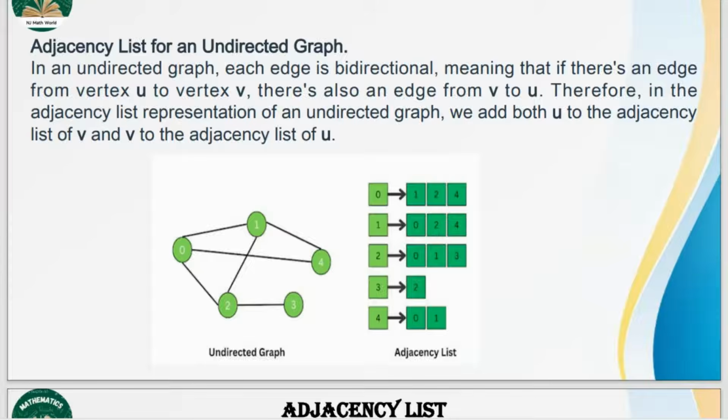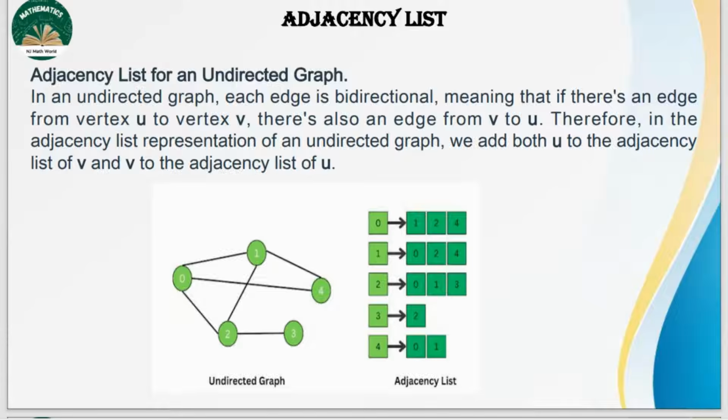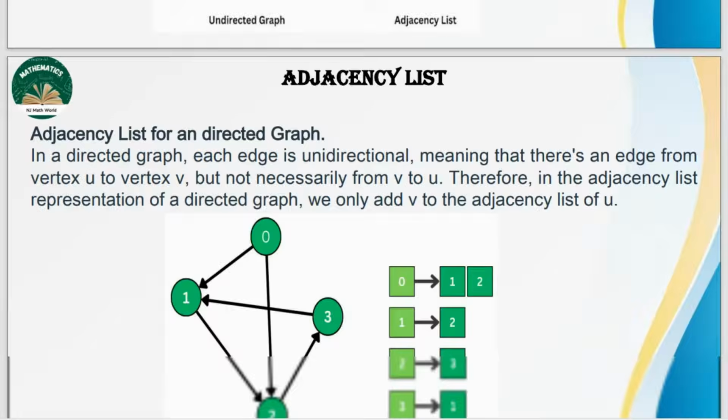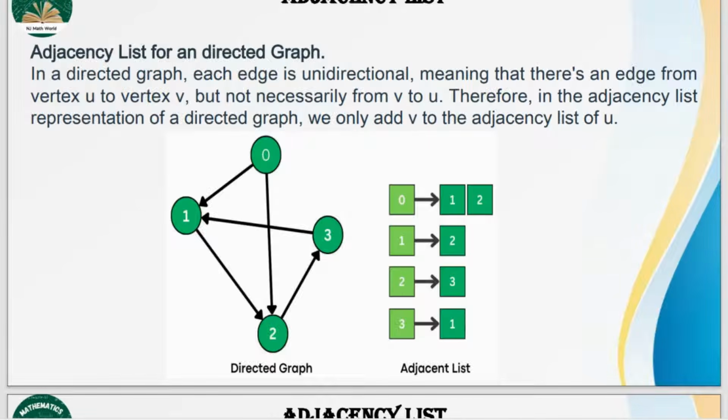So here we have, for example, an adjacency list for the undirected graph. You can see 0, 1, 2, 3, 4. Which are the adjacent for 0? It is 1, 2 and 4. For 1 it is 2, 0 and 4. For 2 it is 1, 0 and 3. Then for 3 it is only 2. Then for 4 it is 0 and 1. So these are the adjacency lists.